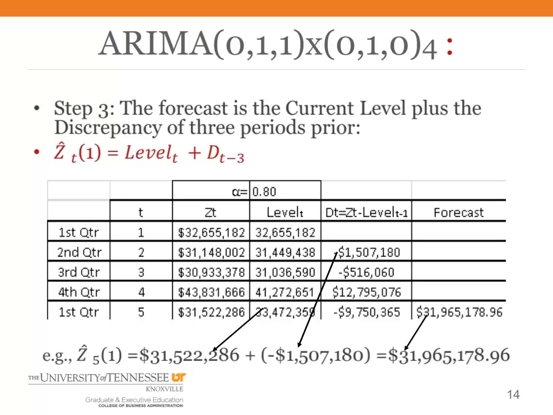And last year, period 2, which was the same period that we were forecasting into, last year period 2, this year it's going to be period 6, but it's the second period of the quarter. The discrepancy last year, going from period 1 to period 2, was minus 1.5 million. So we add that to the current level, and we get a forecast of 31.9 or almost 32 million, which would be our forecast for period 6.